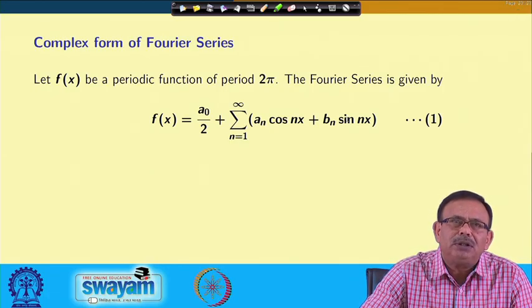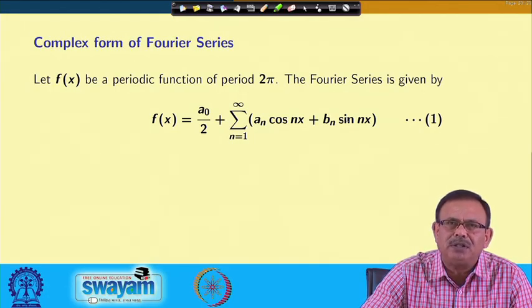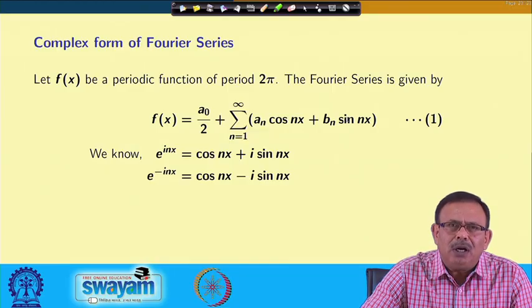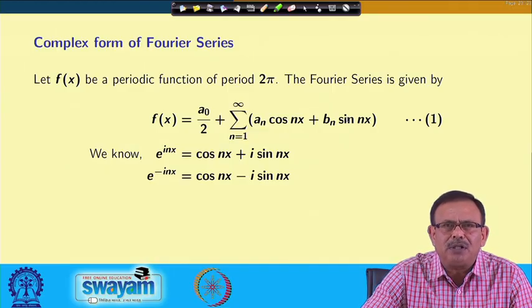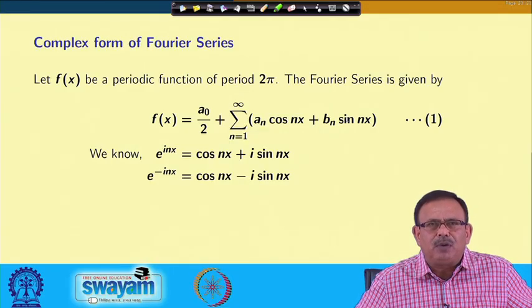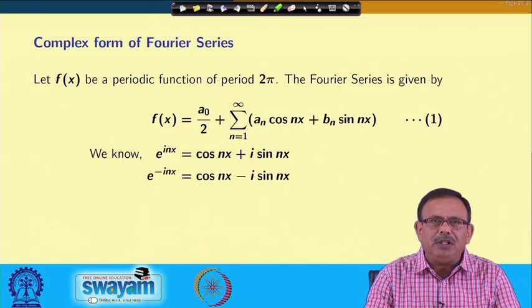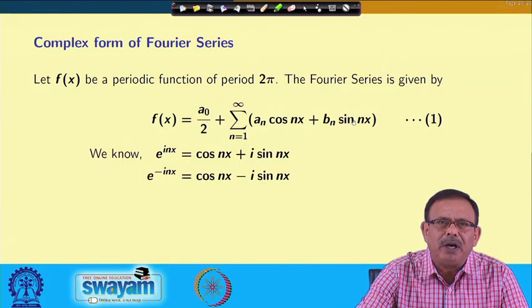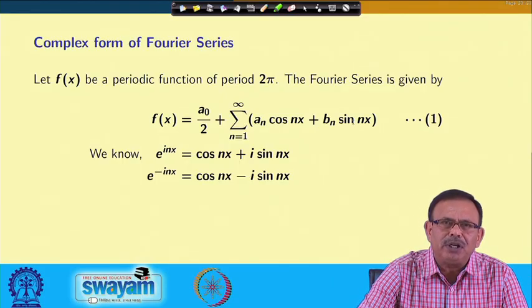So, initially if the function is a periodic function with period 2 pi, I can always represent f(x) as a Fourier series like this: a 0 by 2 plus summation n equals 1 to infinity a n cos n x plus b n sin n x. Now, you know these two formulas, that e power i n x is equal to cos n x plus i sin n x, and e power minus i n x is cos n x minus i sin n x.